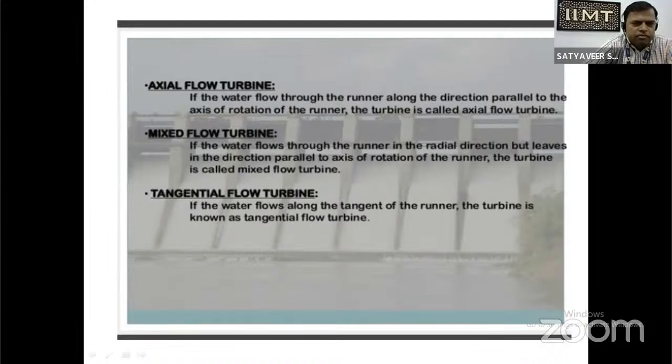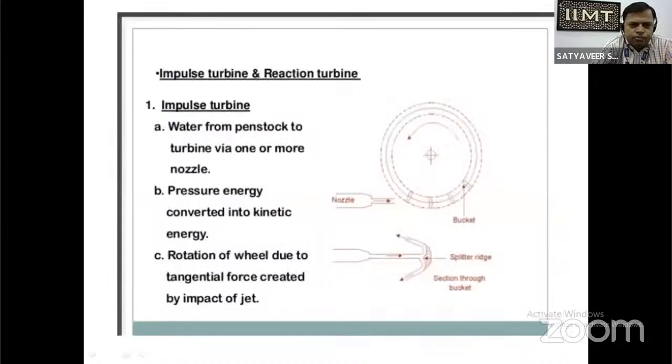And in case of mixed flow turbine, if the water flows through the runner in the radial direction but leaves in the direction parallel to the axis of rotation of the runner, then the turbine is called the mixed flow turbine. Now, if we talk about the tangential flow turbine, this classification indicates that if the water flows along the tangent of the runner, the turbine is known as tangential flow turbine. We can see an example of this type of turbine.